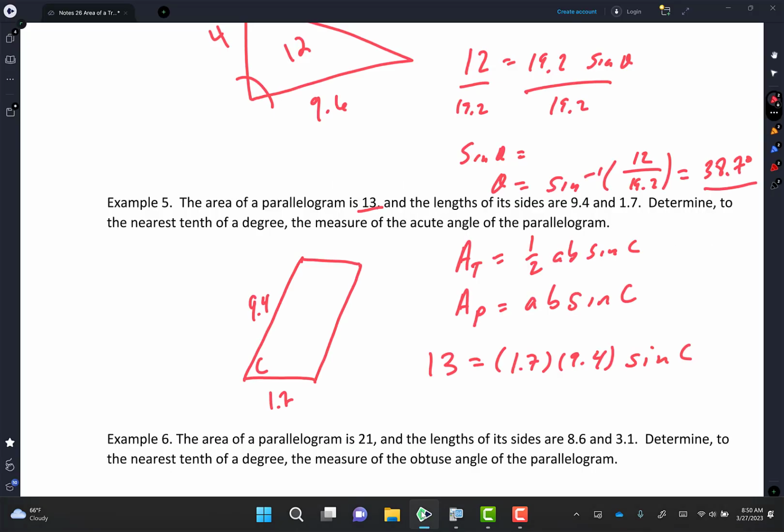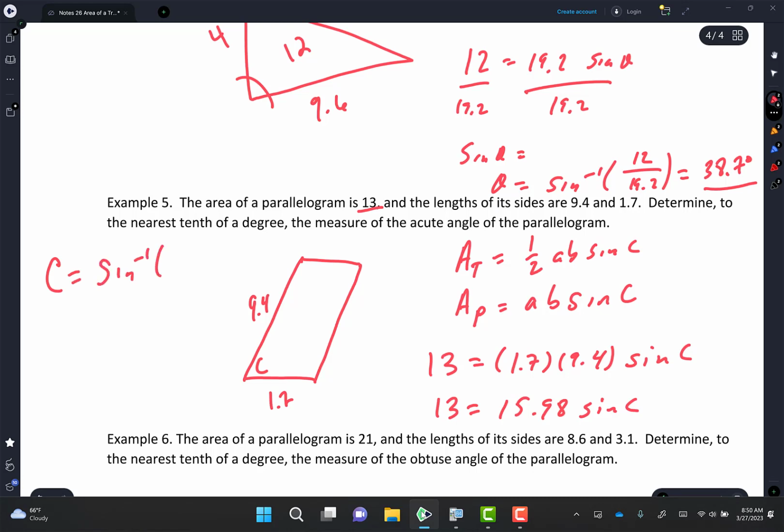15.98, almost 16. So 13 equals 15.98 sine C. And then to get sine C by itself, you just divide by 15.98. So I'm going to write right here: angle C equals inverse sine of 13 divided by 15.98. That's going to give me an acute angle, guys.